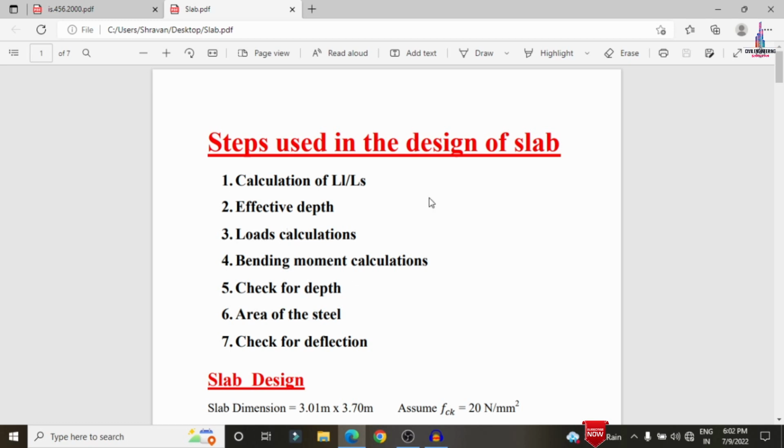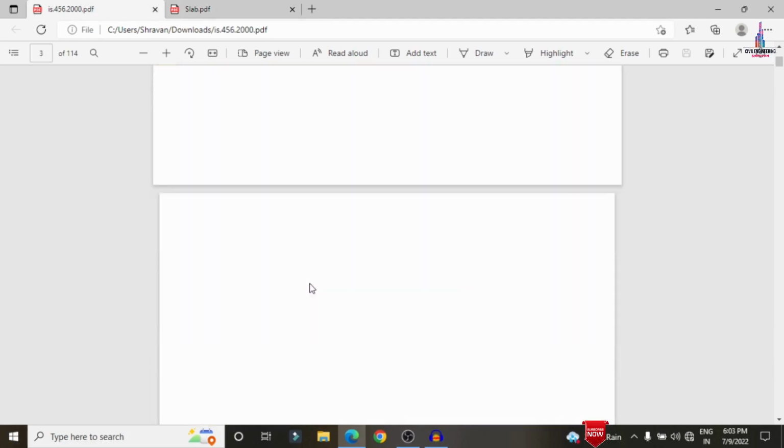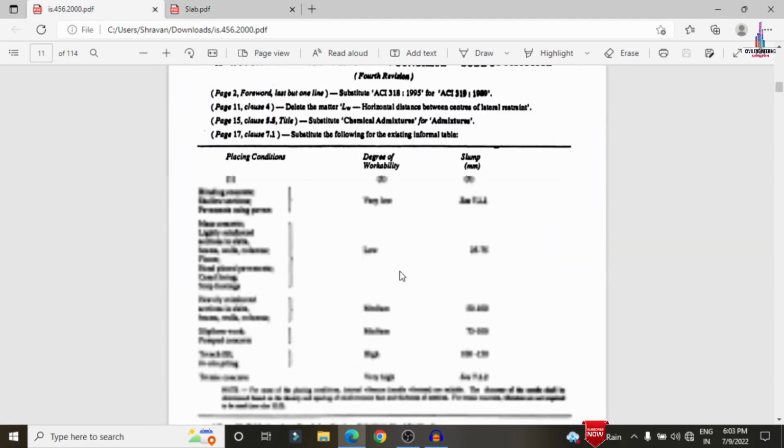The first step is to calculate the ratio of the length of the long span to the length of the short span. The second step is effective depth, the third step is loads calculation, the fourth step is bending moment calculation, the fifth is check for the depth, the sixth is area of the steel, and the last one is to check for the deflection also. These are the 7 steps we need to follow, keeping the IS 456-2000 codal provisions as the standard for the requirements of the calculations.